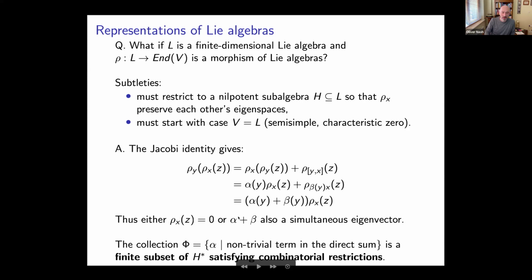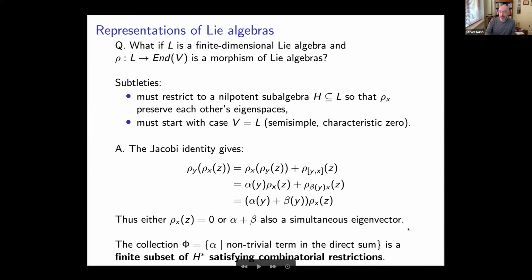And you need to pull on this thread a little bit to figure out exactly what those combinatorial restrictions are, and to get statements that are wholly intrinsic to this set phi rather than still being connected with the algebraic structure you started with. But that's exactly what Killing and Cartan did at the end of the 19th century. And they worked out that these collections of vectors that you get are finite subsets of a vector space satisfying some combinatorial restrictions. And these now are named root systems.